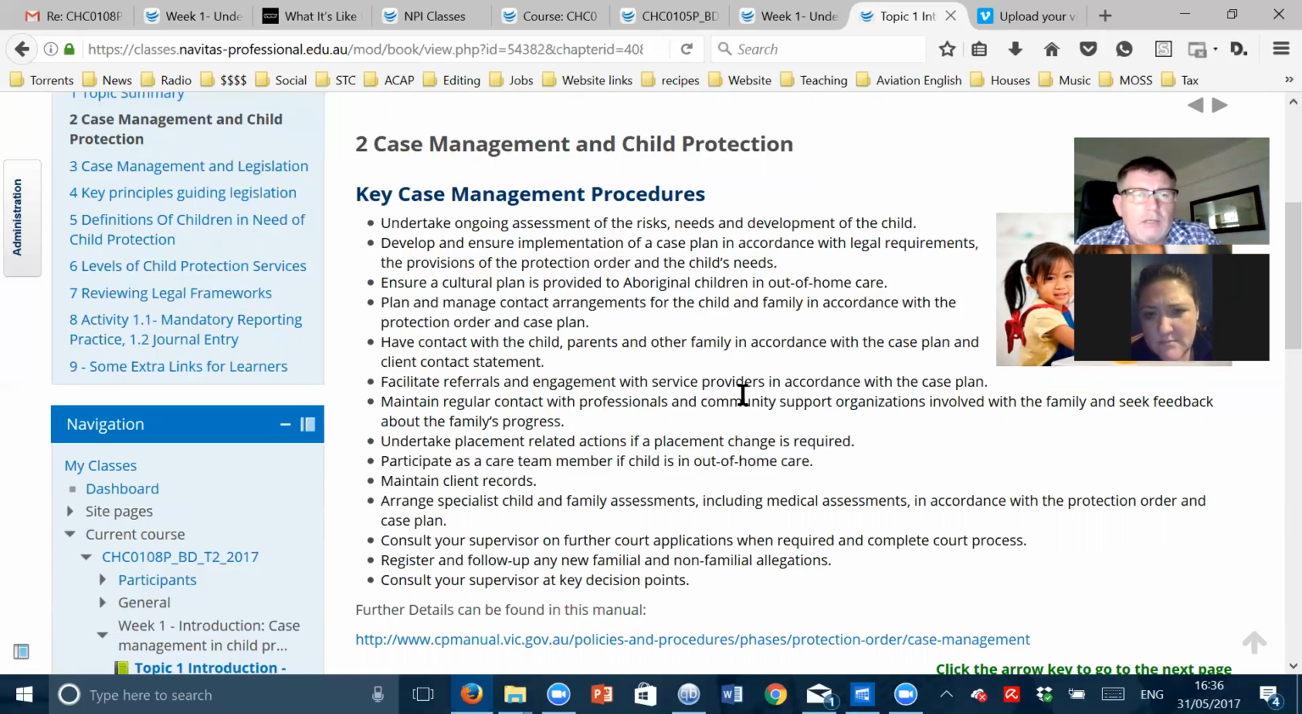But while we're on this, let's go through these. We're looking at case management child protection procedures. We will go through this throughout the course. Week 1 is a bit not very well designed. Don't say that on video.